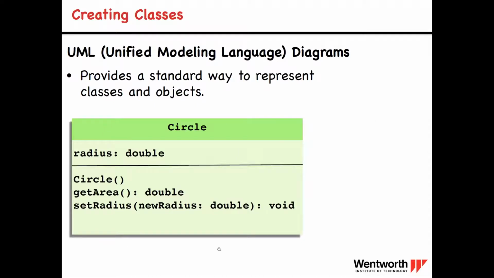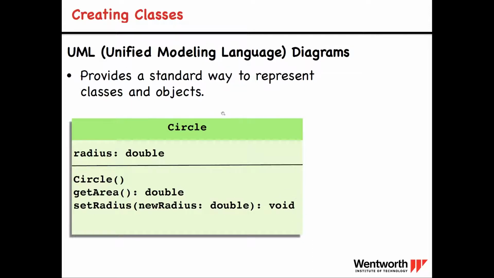So for example, that Circle class that I just showed you would look like this. It has one field called radius that is of type double. It has one constructor called Circle. It has getArea that returns a double. It has setRadius that takes a double and returns void.